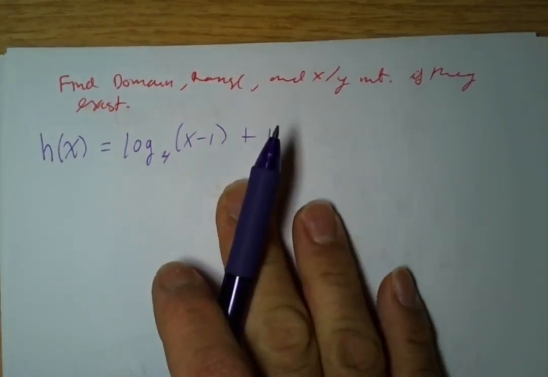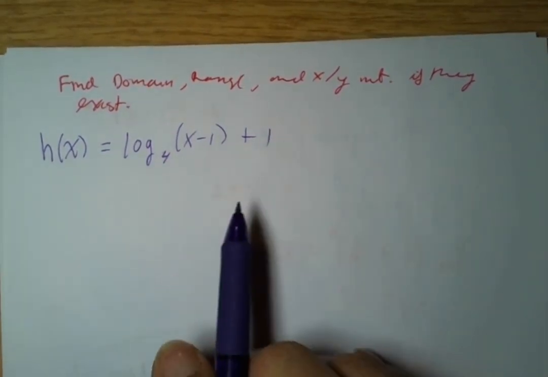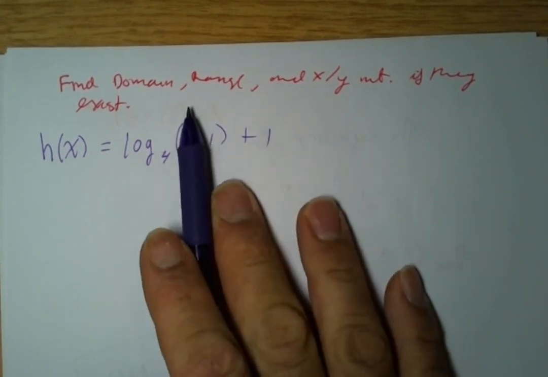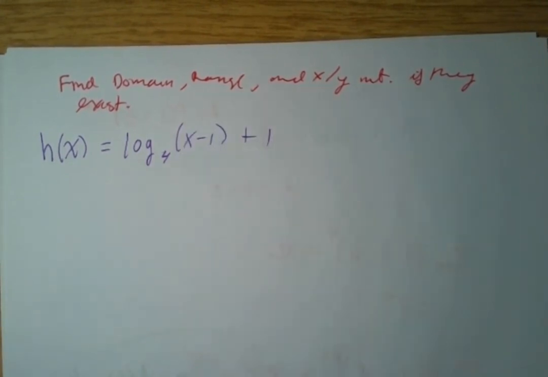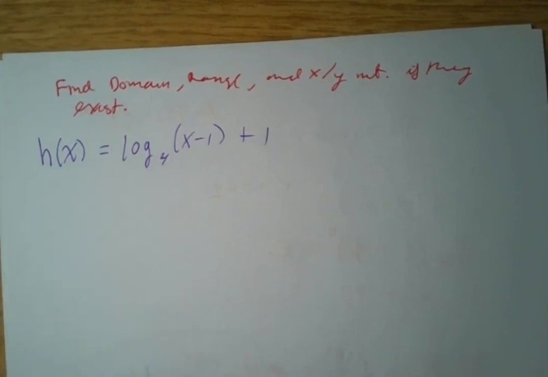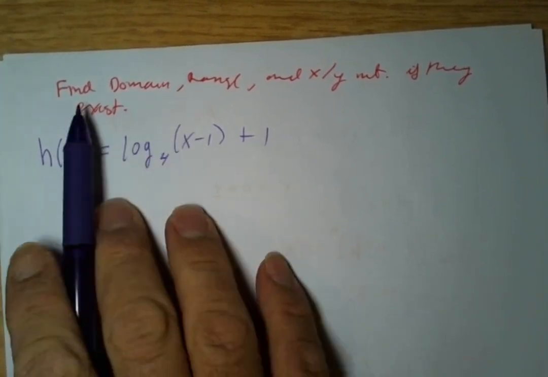Okay, so for this problem we're given a logarithmic function and we're asked to find the domain, the range, and any x and y intercepts if they exist. Alright, so the first thing is the domain.